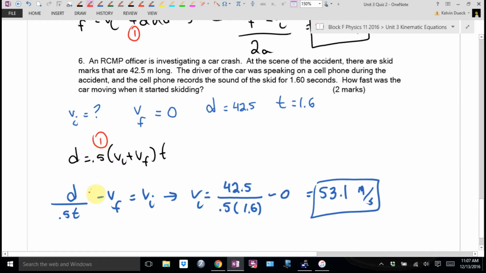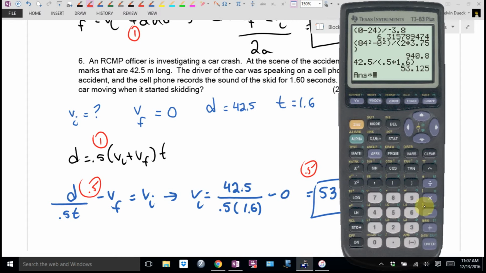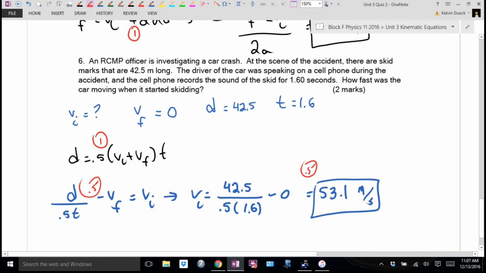1 mark, half mark, half mark. How fast is that in kilometers per hour? Oh, 191. Yeah, this person's speeding. I didn't ask that, but yeah, this person is speeding.